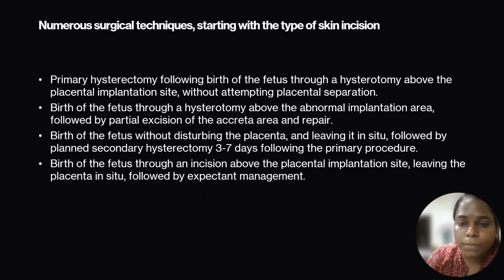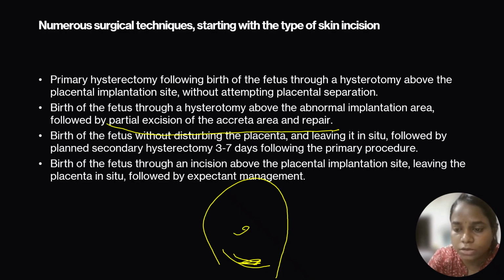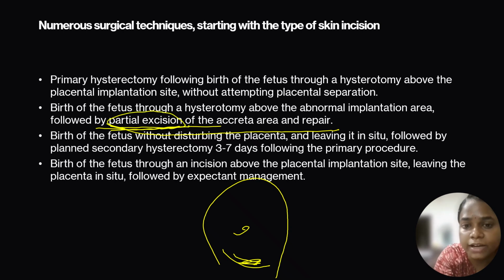Primary hysterectomy following birth of the fetus through a hysterotomy above the placental implantation site can be done. Birth of the fetus through a hysterotomy above the abnormal implantation area, followed by partial excision of the accreta area, can be done. Sometimes you find accreta is there, you deliver the baby, and wherever the accreta area is, you partially excise it and leave a chunk inside. You will write in the notes that we did partial excision of the accreta area and repair is done. Birth of the fetus without disturbing the placenta can be done, and the placenta can be left in situ, followed by planned cesarean hysterectomy 3 to 7 days later. This also can be done.